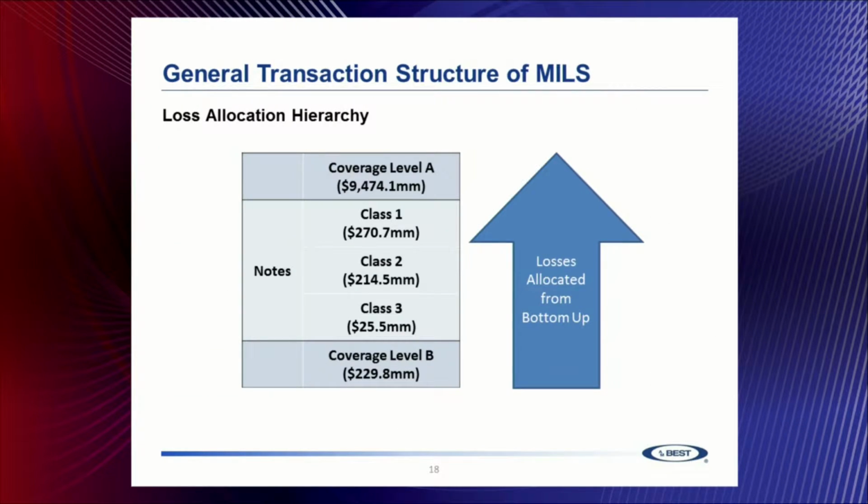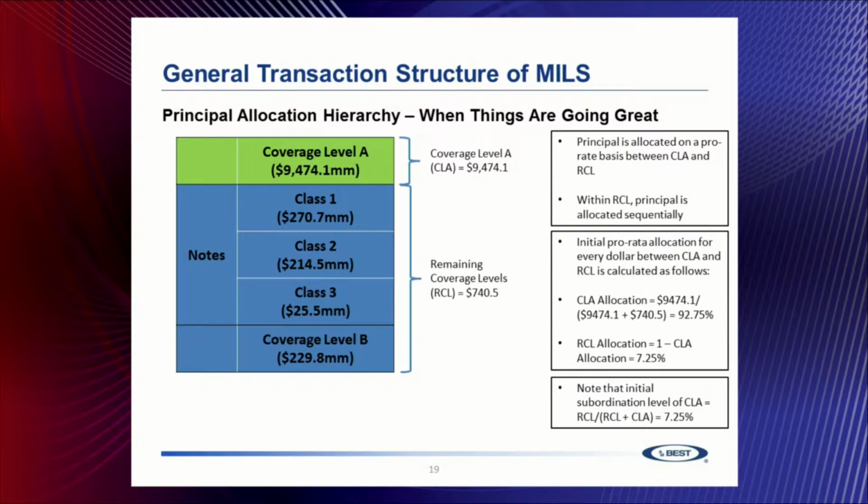In terms of loss allocation, it's just what we just described. The loss allocation begins from the lowest tranche, which is the coverage level B, absorbed by the insurer, and it goes up to Class 3, Class 2, Class 1, and thereafter the loss is absorbed by the mortgage insurer. The hierarchy for the principal allocation is a bit more complicated.